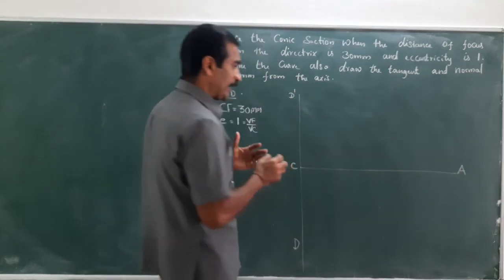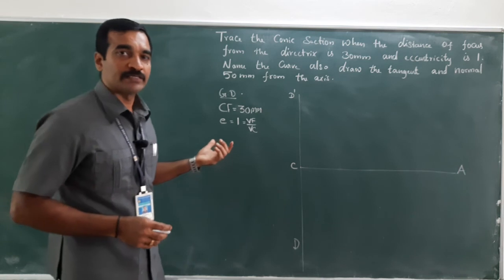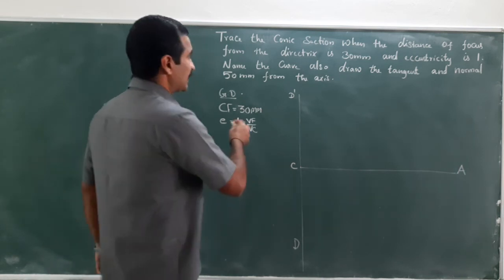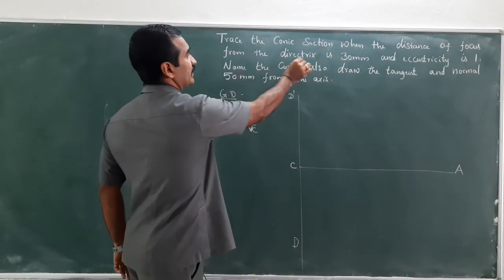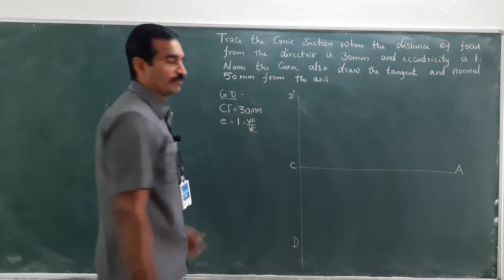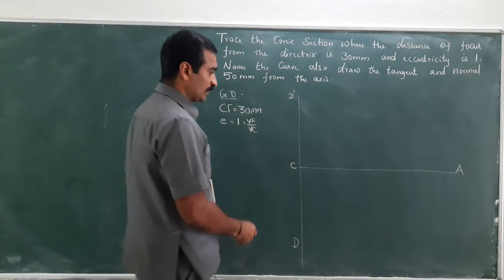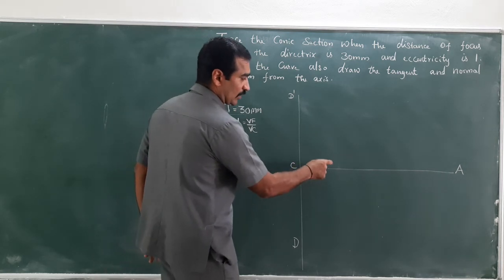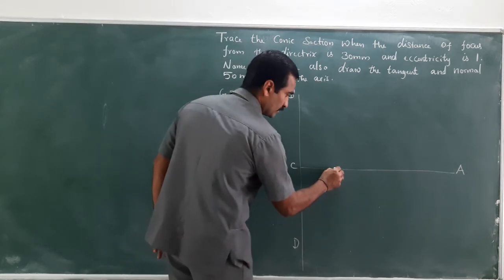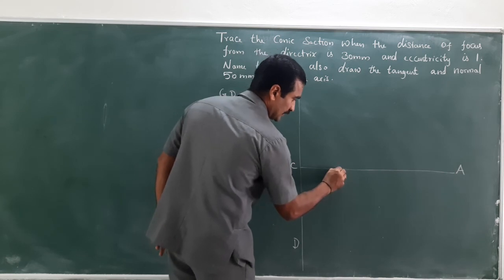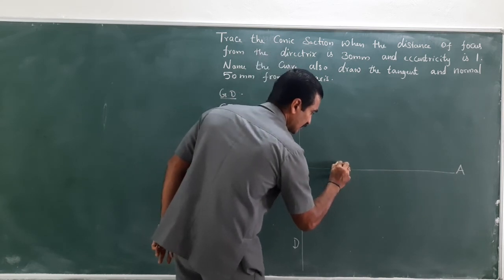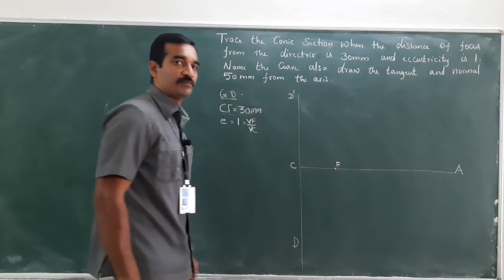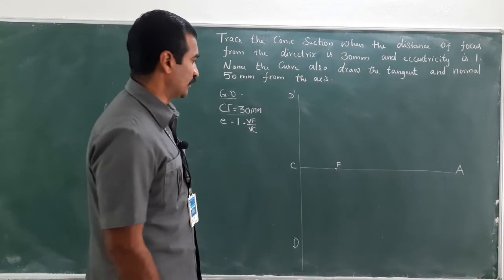Now, I need to locate the focus, that is the fixed point, which is already given. The distance of the focus from the directrix is 30 mm. CF is 30 mm. Take 30 mm in your compass, with C as center, cut an arc on the axis. So, this point is F, which is nothing but the fixed point or focus.